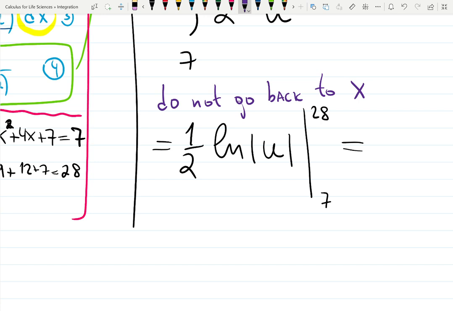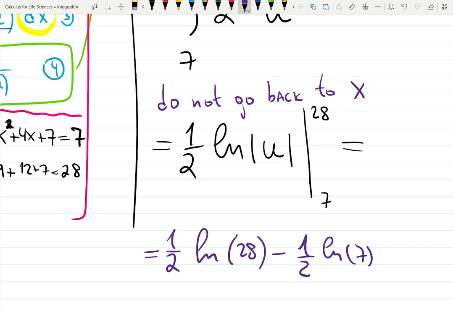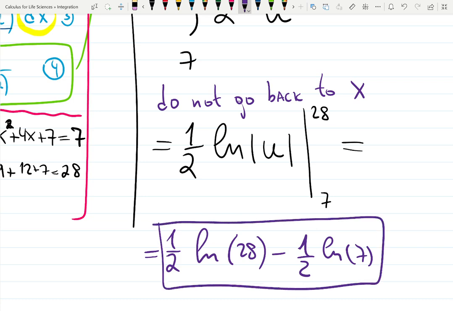And the answer will be 1/2 ln of 28 minus 1/2 ln of 7. And this is the final answer. And we never came back to the original bottle anymore. When I poured this liquid into the new one, I never had to go back. And that's the idea of a definite integral. Since it's the answer, it's the number, you don't have to go back.